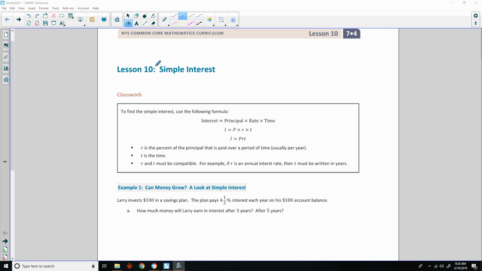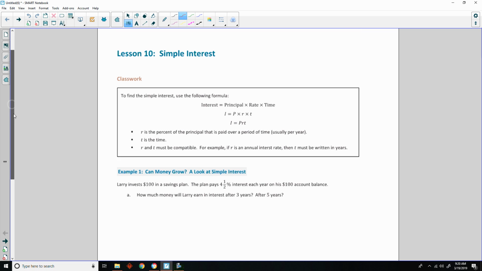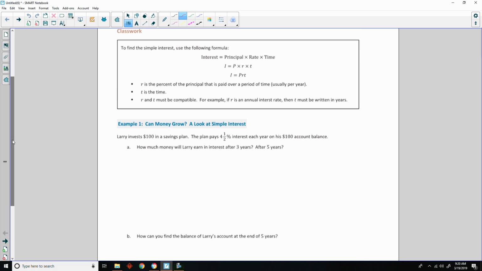This is Lesson 10, Simple Interest. Okay, I love it when my money works for me. Classwork. To find the simple interest, use the following formula. Interest equals principal, a value you start with, times the interest rate, R, times time, T. So interest equals principal times rate times time, or PRT.